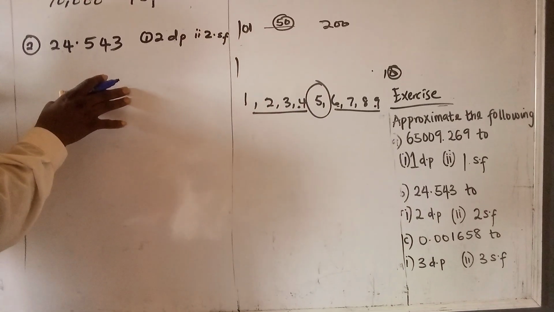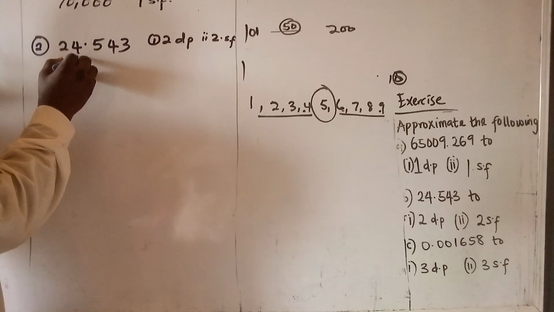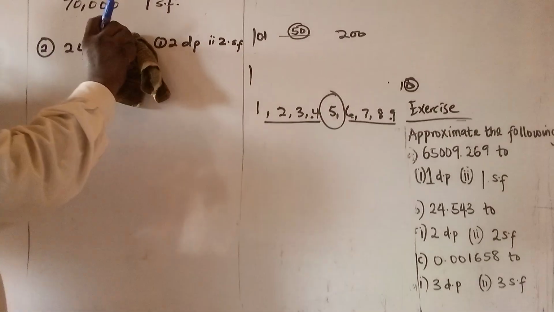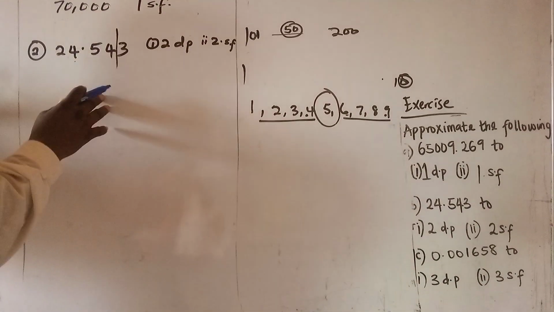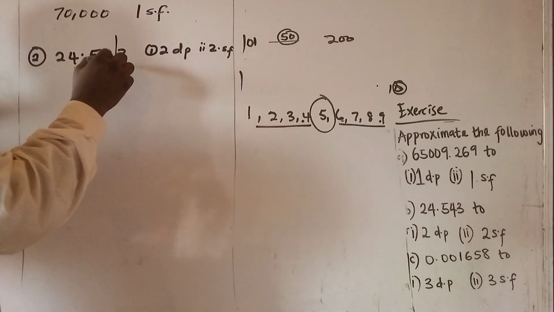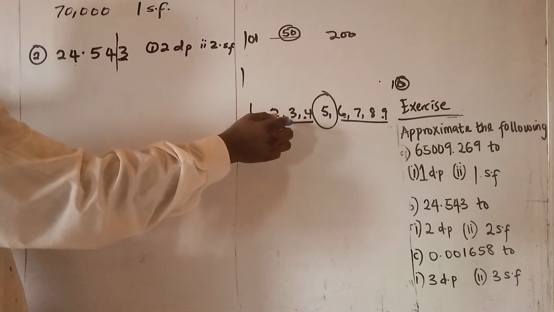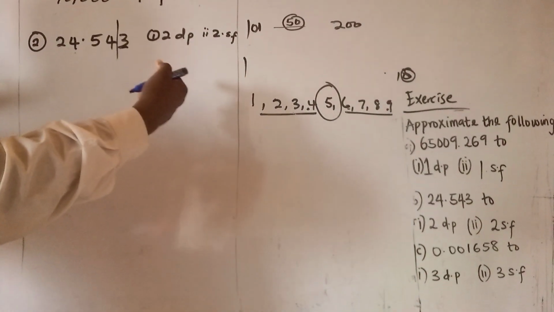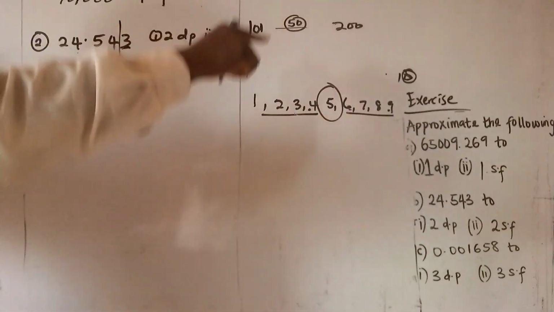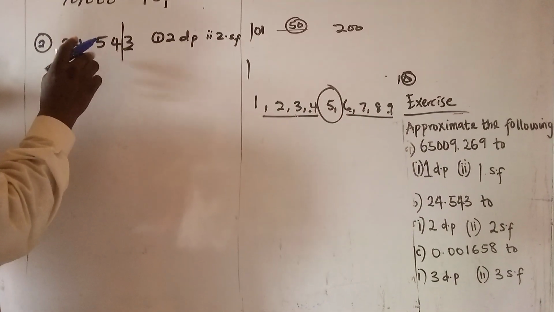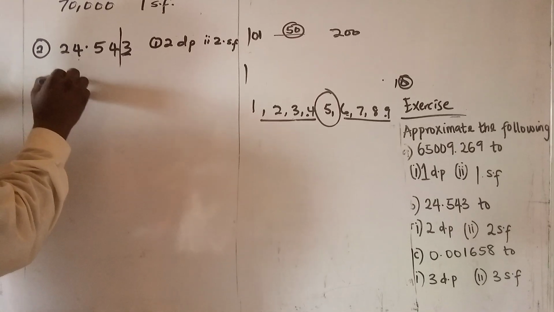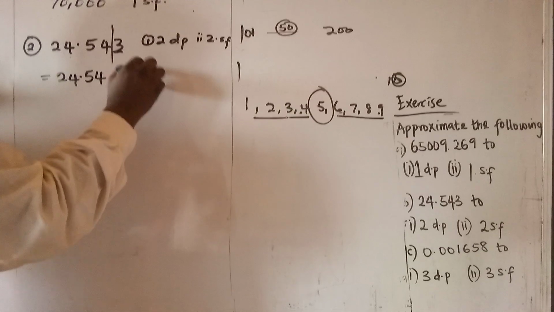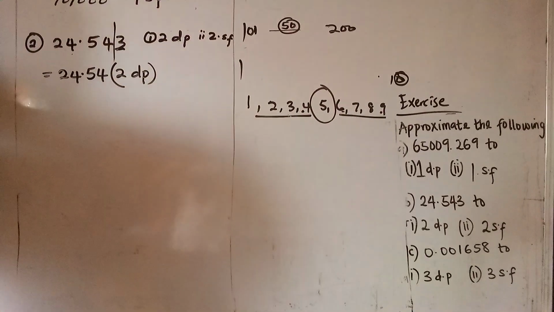So to 2 decimal places, look at this, 24. If I'm covering here now, already it looks like a 2 decimal place value. But I must consider this value here, because this value here is 3. It's not even up to half of what we are considering. So I will approximate backward. I will not approximate forward. So to 2 decimal places, the answer will be 24.54.